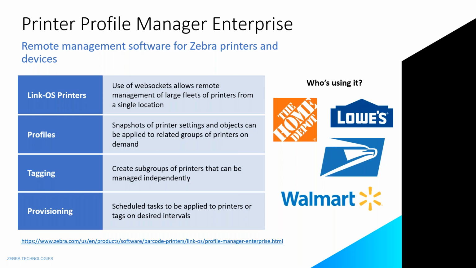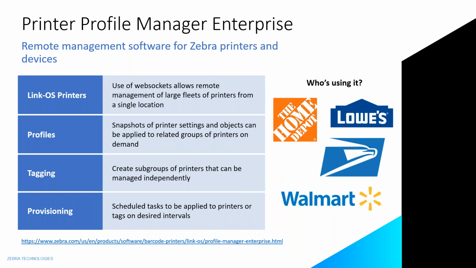Some of the main existing features of Profile Manager that you might already know if you've used the application are profiles, tagging, and provisioning. These are the core features of PPME that make it work. A profile is a snapshot of a printer that contains all of its settings and describes all of the objects that should be on that printer. What we can do with that profile is then send it down to a large amount of printers. So imagine a customer with 50 QLN220 printers who want to have them all using the same settings and having the same objects. In that case, the profile would be very useful for them.